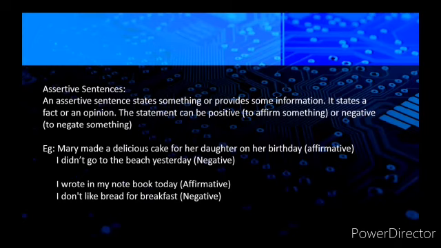I did not go to the beach yesterday. This one is the negative sentence. I wrote in my notebook today. Positive sentence. I don't like bread for breakfast. Negative sentence. So, assertive sentences are those sentences that state a fact or an opinion. They can be both positive or negative.